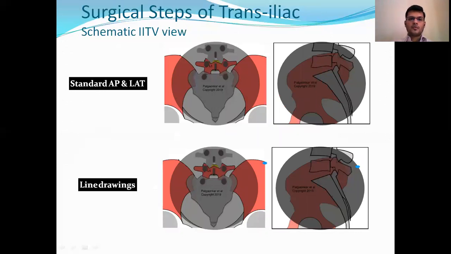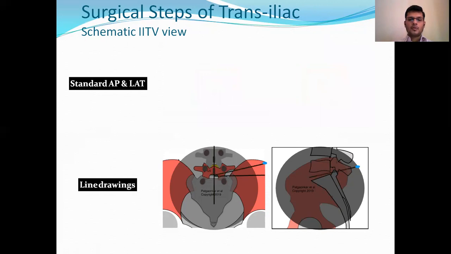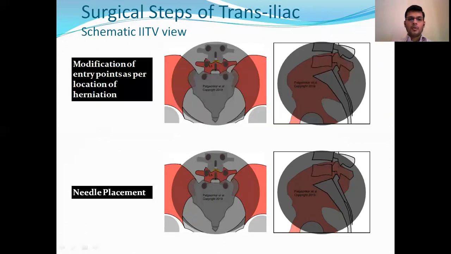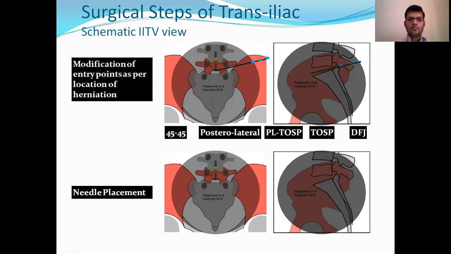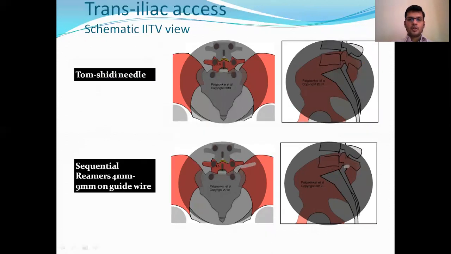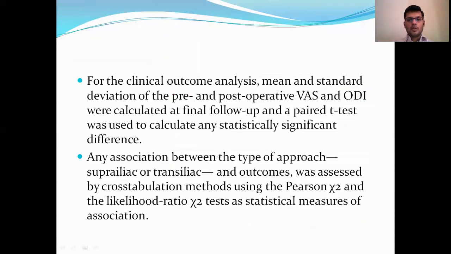These are the surgical steps of transiliac approach. We start with standard AP and lateral radiographs. Various line drawings were made. Entry point is decided as per the type of location of herniation. It could be 45-45 posterolateral, tip of spinous process, or from dorsum of facet joint. Then we go ahead with the needle placement, Tom Shidi needle placement, and then sequential reamers are passed on guide wires to make the transiliac window to the ilium and the foramen.